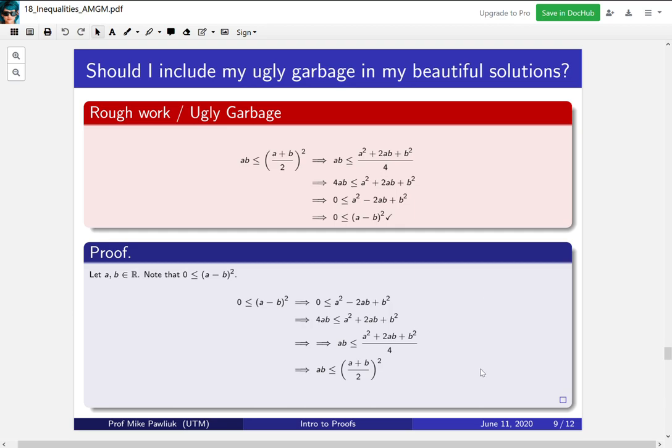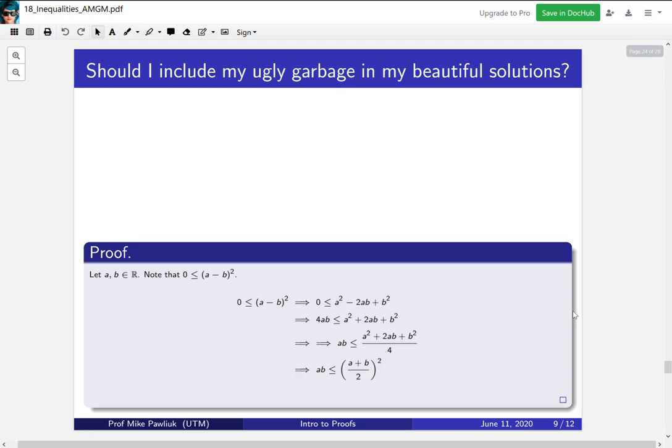You don't have to give me all of the scrap work that you do and all of the receipts for your transit that it took you to go to the library and do the work and stuff like that. All you have to do is submit the proof. Please keep all of your ugly garbage and things like that to yourself. So instead of submitting both a very beautiful rough work and a very beautiful proof, just do the second one. Just include the proof for me, please.